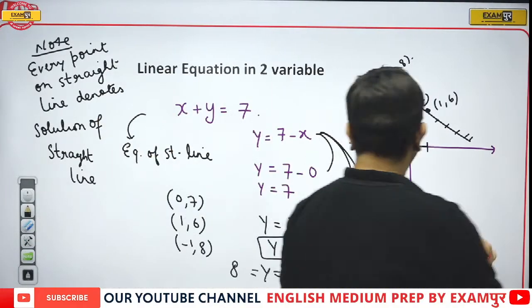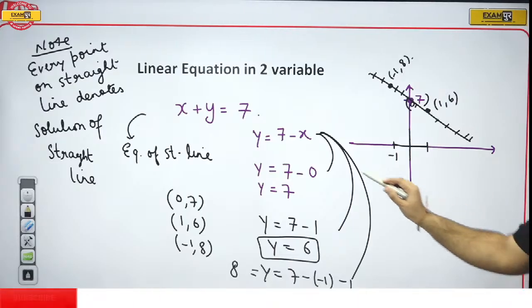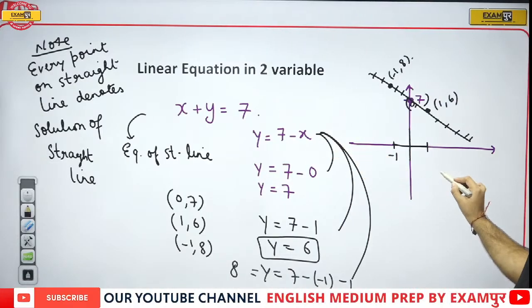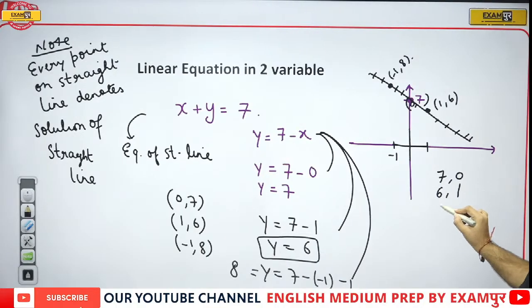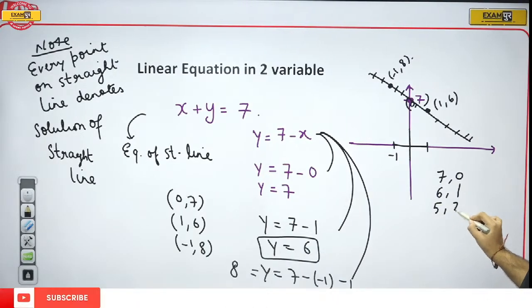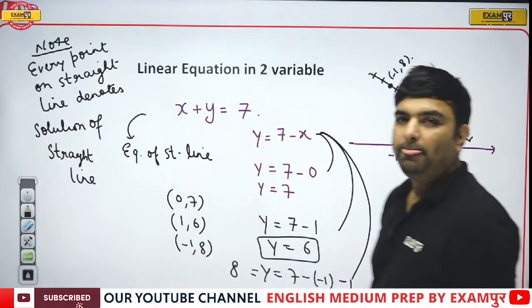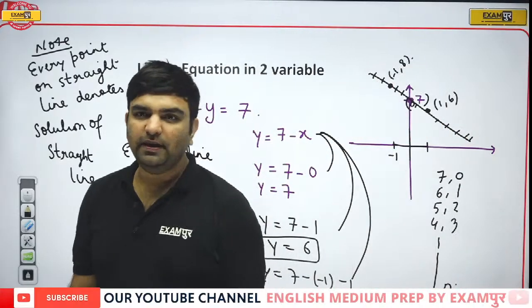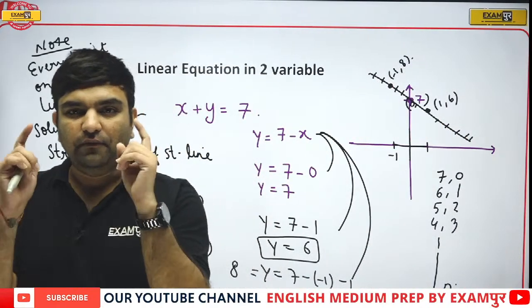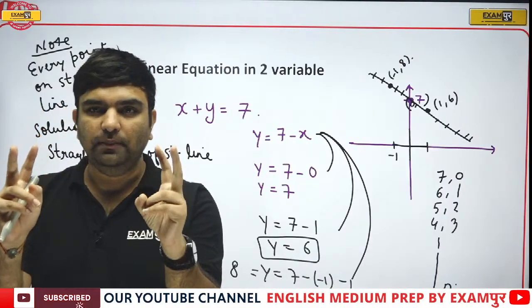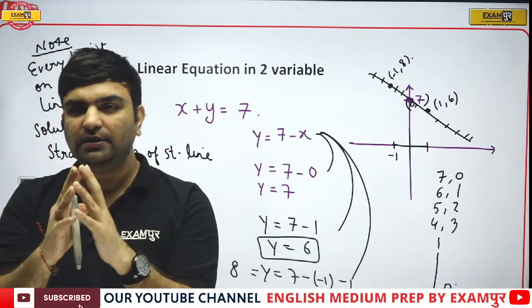For example, 7 comma 0 is also satisfying, 6 comma 1 is also satisfying, 5 comma 2 also satisfying, 4 comma 3 also satisfying. So there are infinitely many solutions. So if in one equation there are two variables, there are infinitely many solutions.